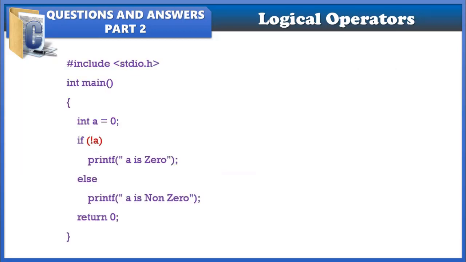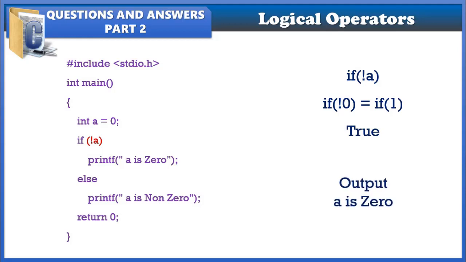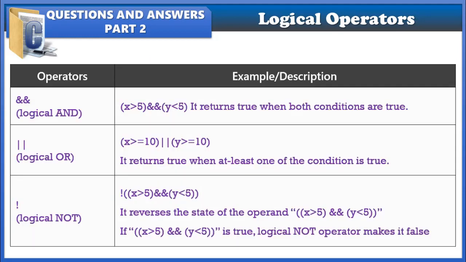In logical NOT, here in this example I have used A equal to 0. So in the condition, NOT A becomes NOT 0, and NOT 0 is 1. So if 1 will be the final condition, which is true, it will execute the if part and not the else, and it will display A is 0. So this is all about logical operators. Now just have a glance at all the operators with description.